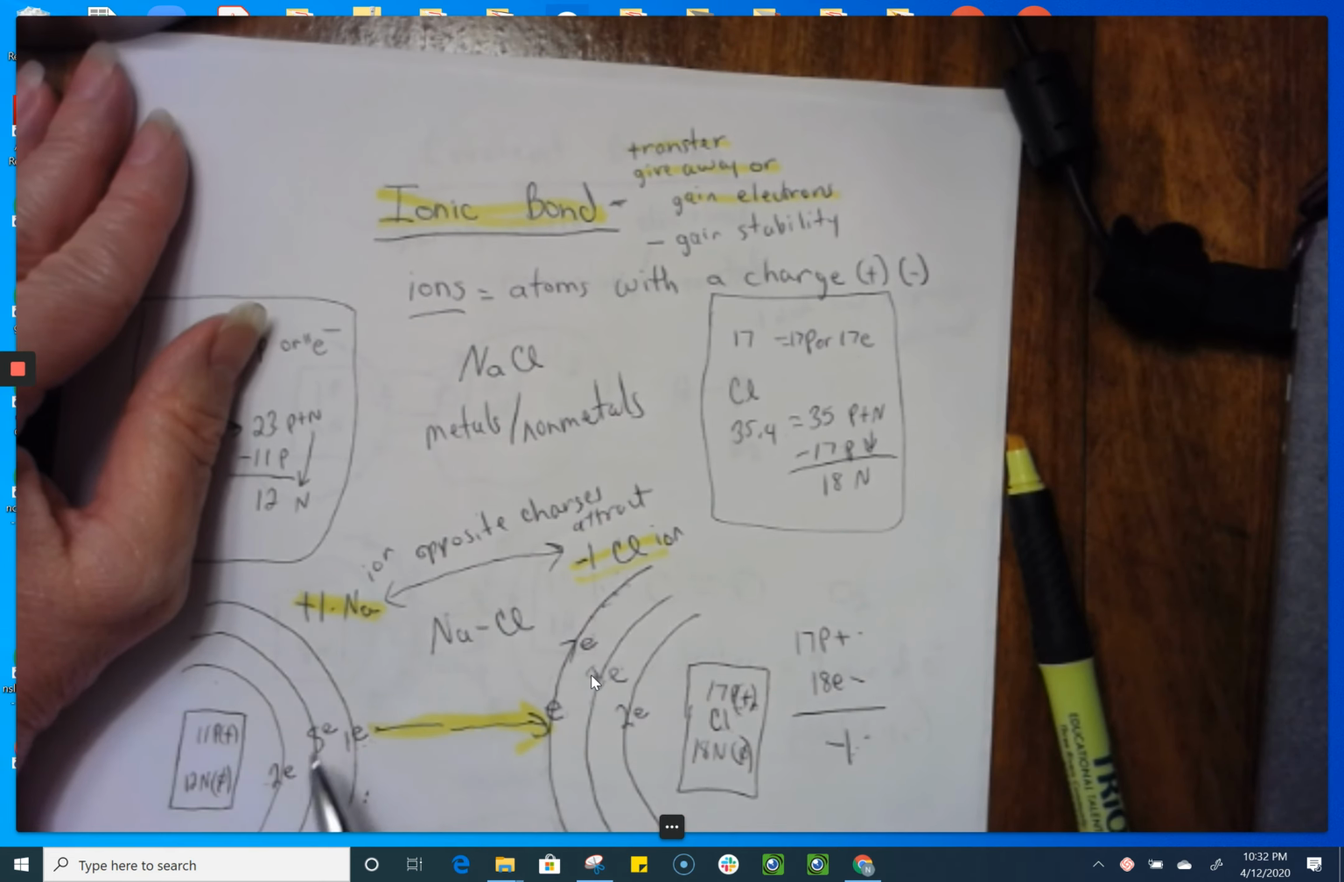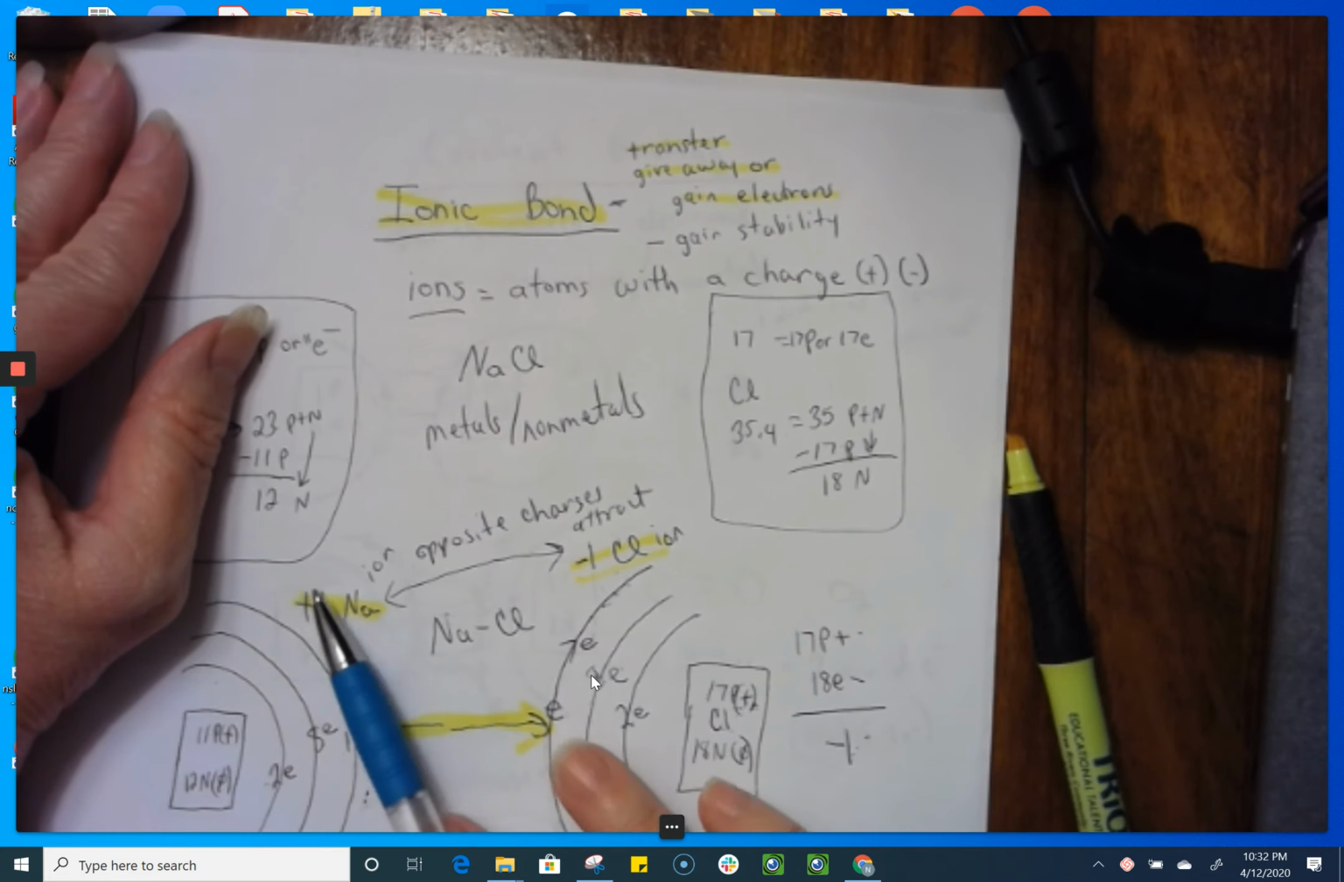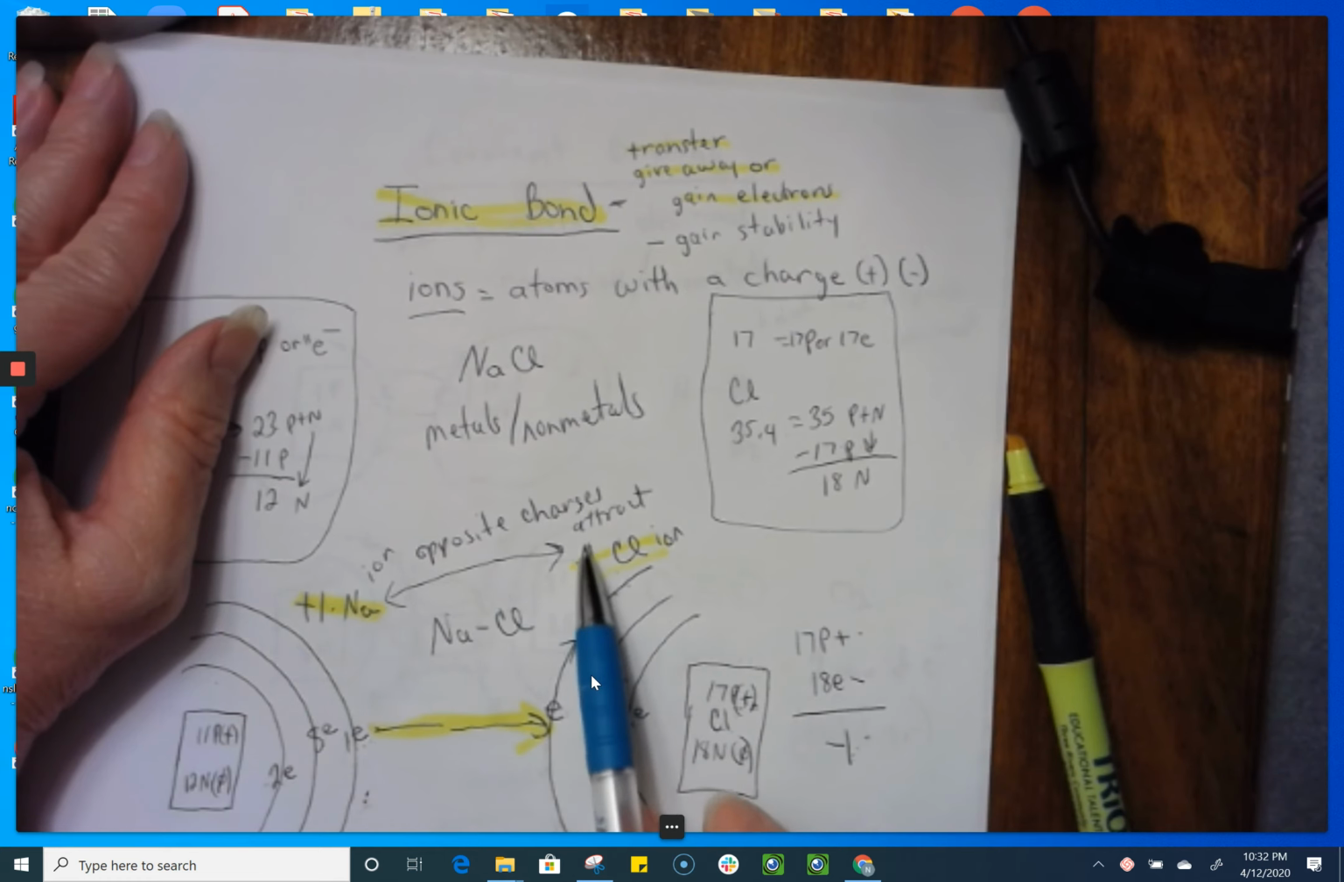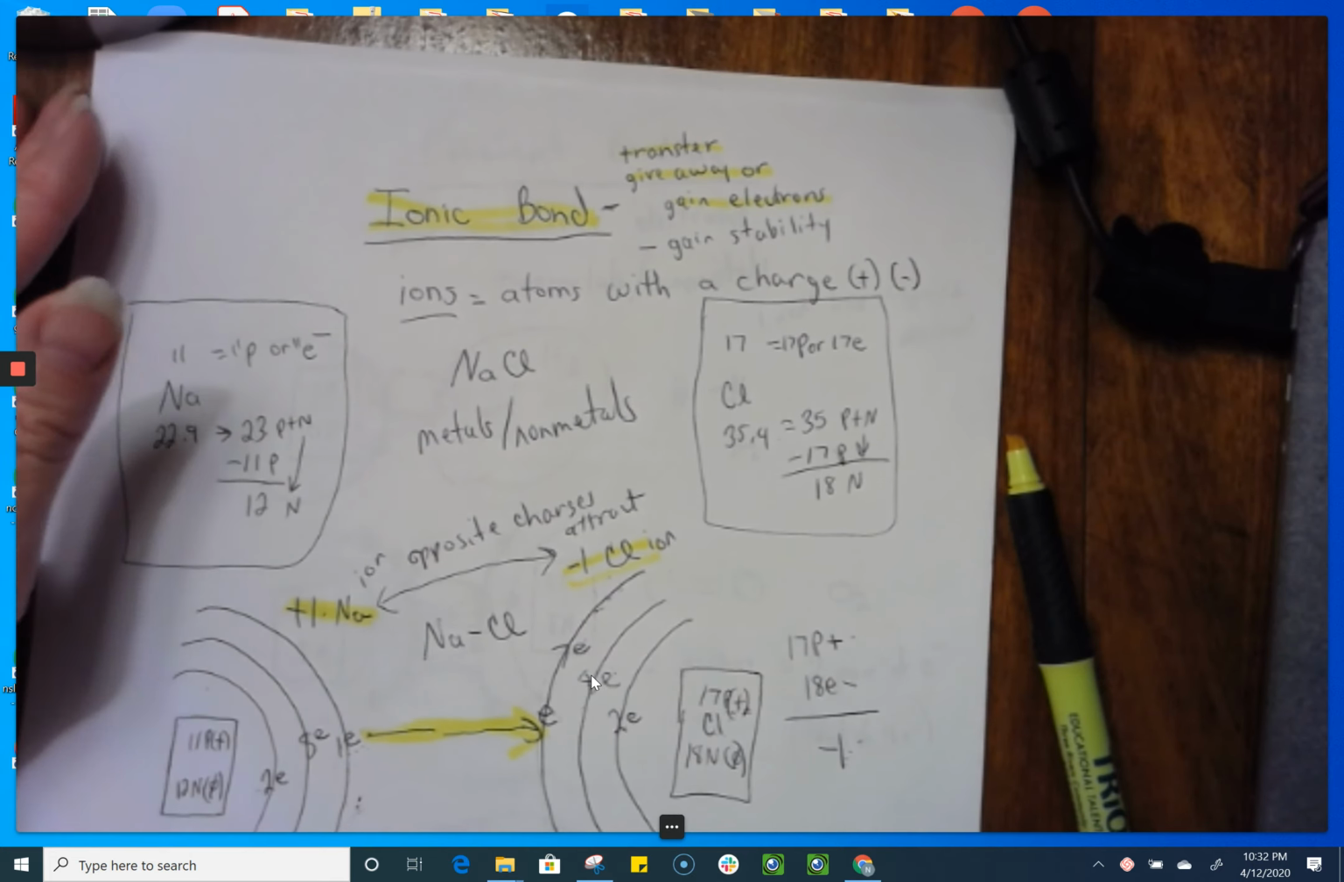So when electrons are given away, this atom loses a negative charge. It becomes positively charged. If it gave away 2 electrons, it would have a +2 there. If this one gained 2 electrons, it would be a -2 charged ion because it had 2 extra electrons. So that's ionic bonding.